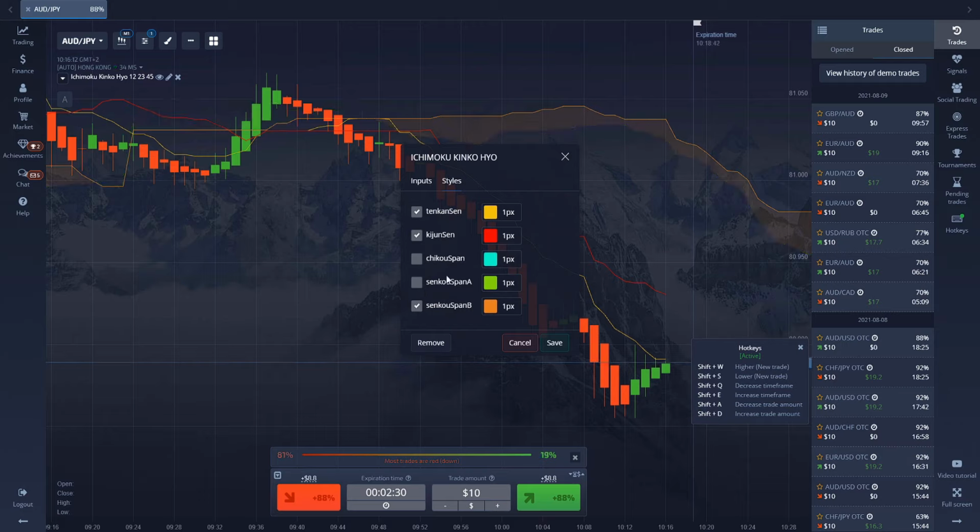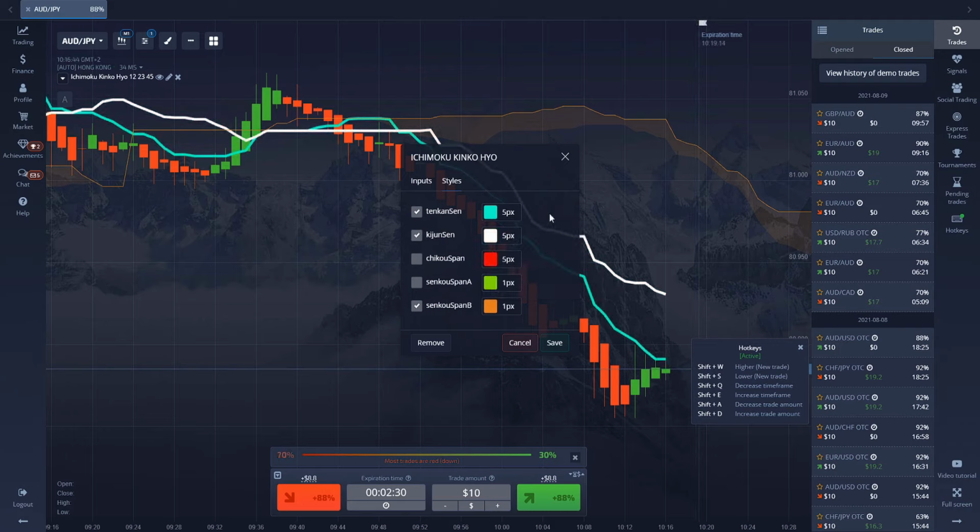The baseline and the conversion line. The Tenkan-sen line, or the conversion line, knows when the reversal will happen, while the baseline, or Kijun-sen, predicts when the trend will change. I set the two indicators' thickness to 5. You can set your own color if you want. Only the two indicators will show on the chart.